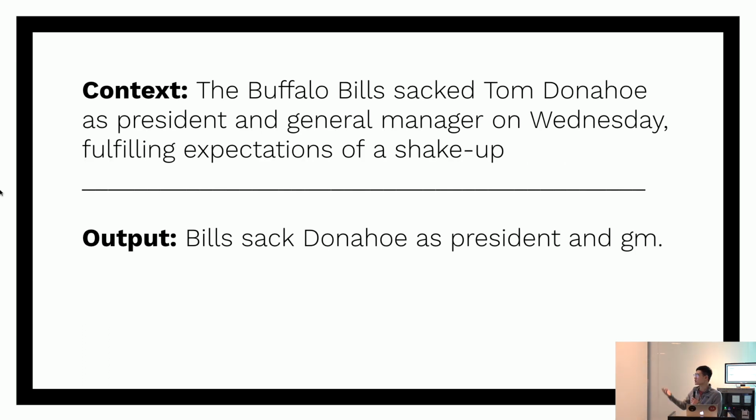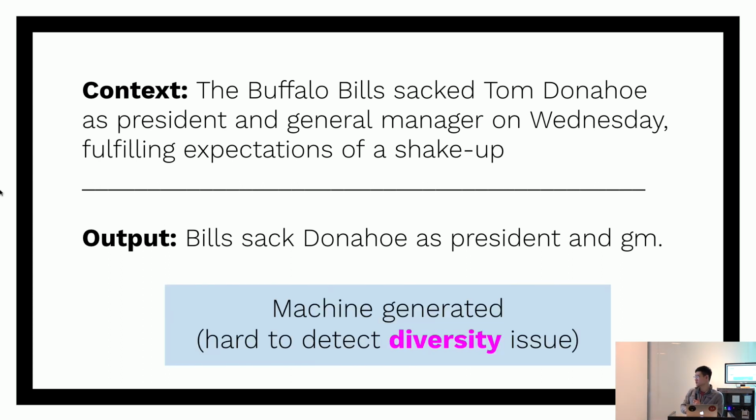Let's take a look at another context. The Buffalo Bills sacked Tom Donahoe as president and general manager on Wednesday, fulfilling expectations of a shakeup. And the output is Bills sacked Donahoe as president and GM. Is this machine or human generated? It actually turns out that this is also machine generated, but it's much harder to catch this issue because it has an under-diversity issue.